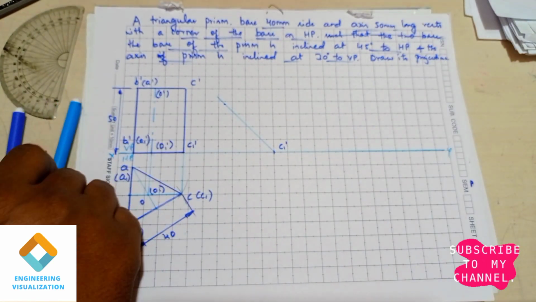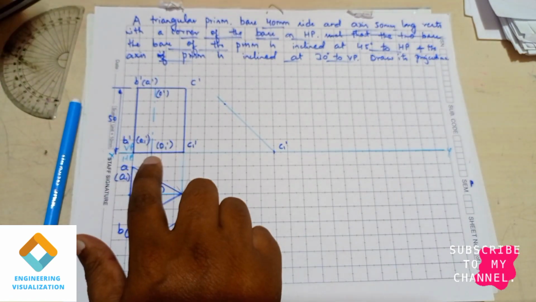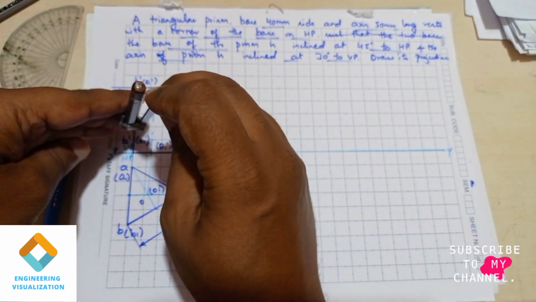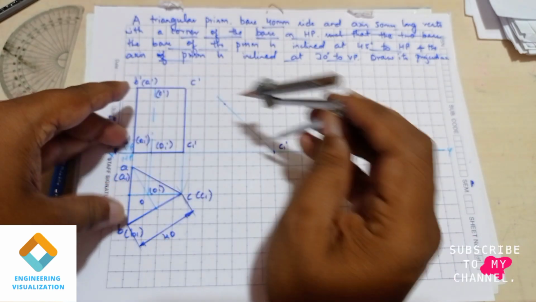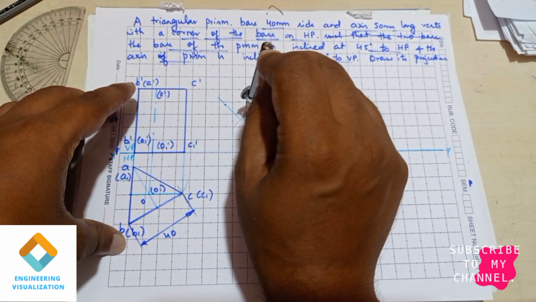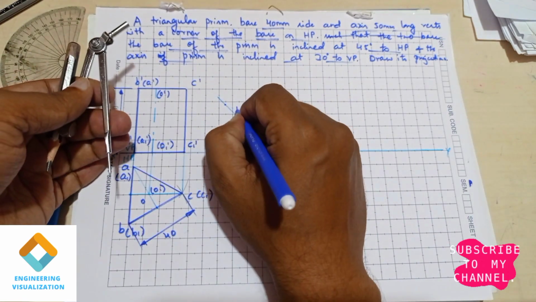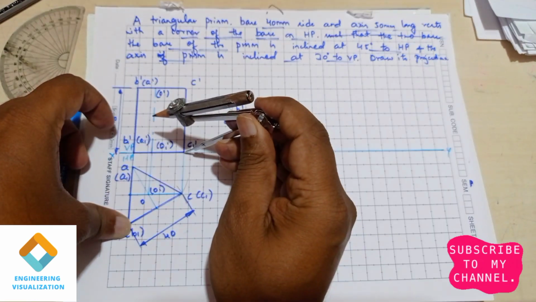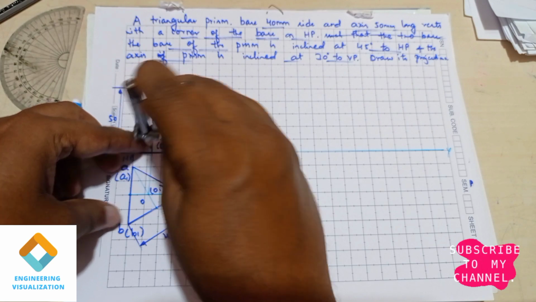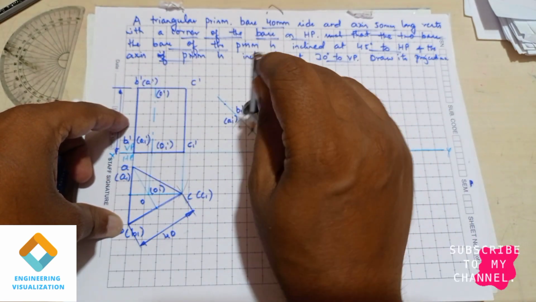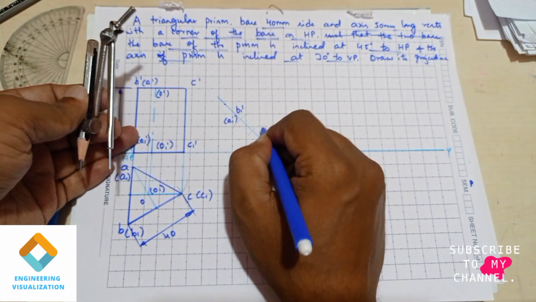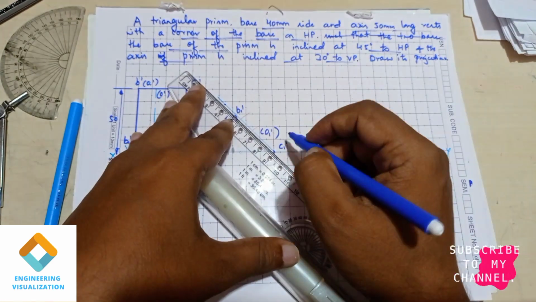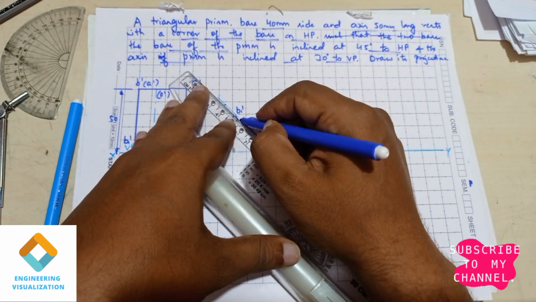Now we need to measure these distances using the compass. First I'll be measuring from C1 dash to B1 dash. Cut the arc. This is B1 dash and A1 dash, and the second arc from C1 dash to O1 dash. Now this is the length we should be darkening. This is the length we require. I'll be darkening it in detail here.